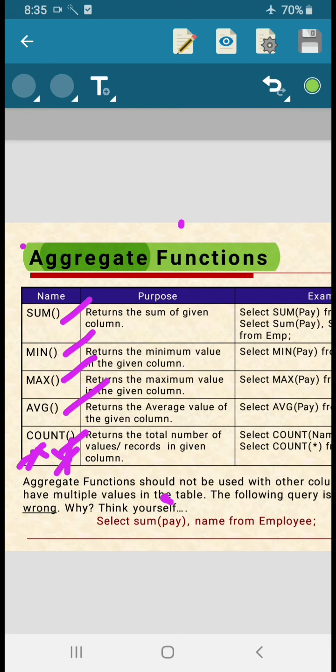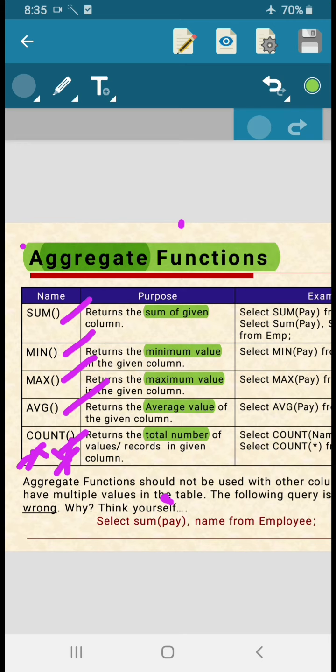We can easily understand by seeing the name. Min returns the minimum value, max returns the maximum value, and average returns the average value. And count returns the number of records. How many records are there? So 2 types of functions are there, that is count and count star.